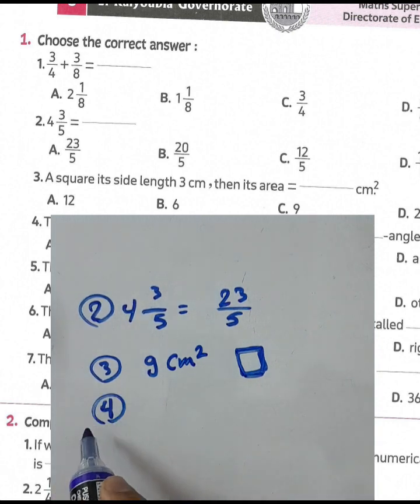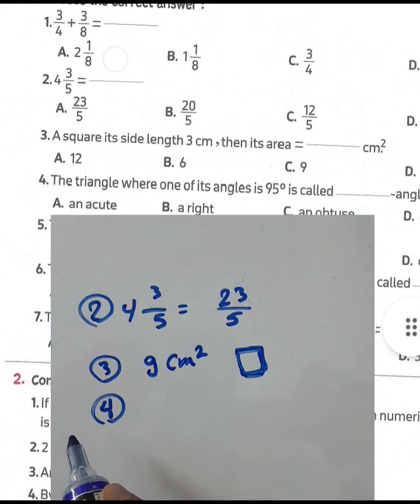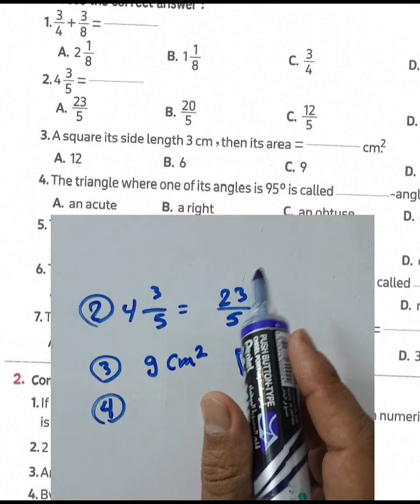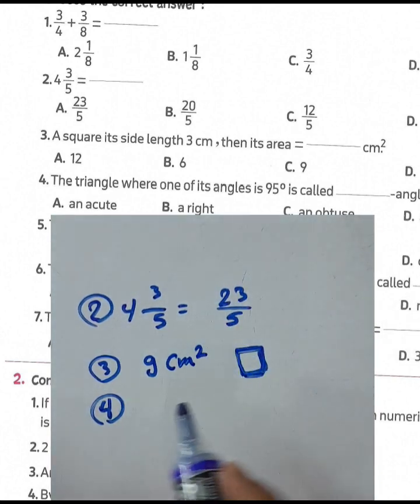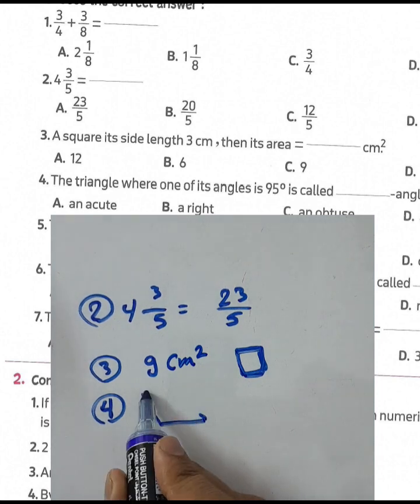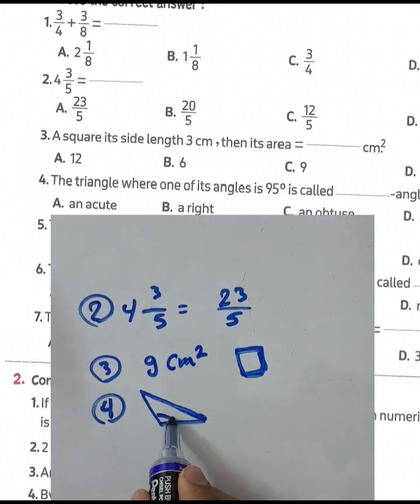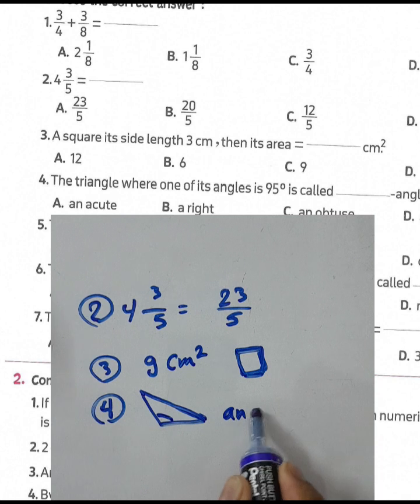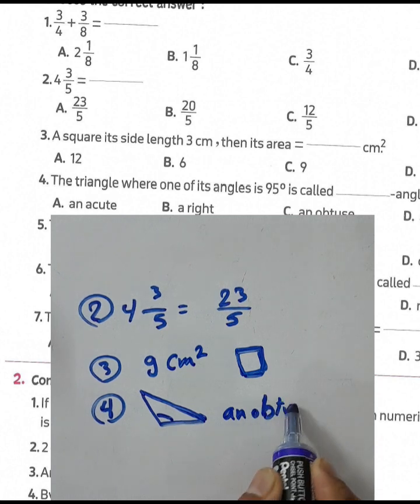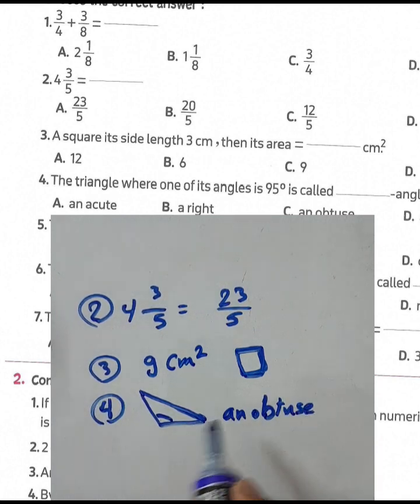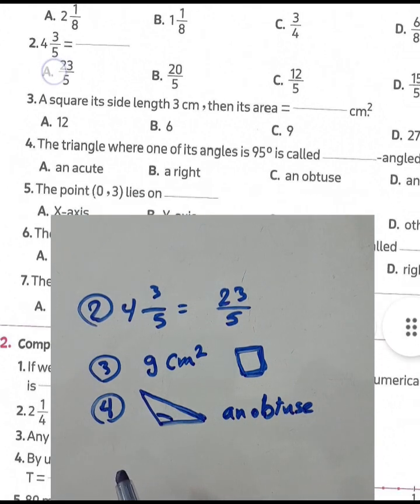Question number 4. The triangle where one of its angles is 95, we call it obtuse. This triangle, we call it an obtuse triangle. Note this triangle because the measure of the vertex is greater than 90 degrees and less than 180.